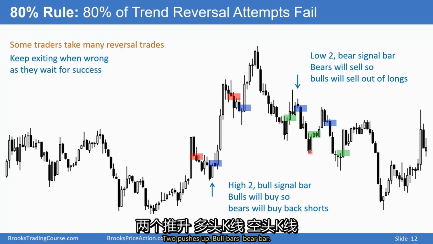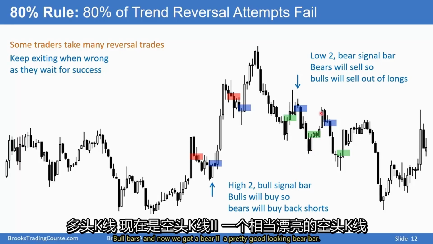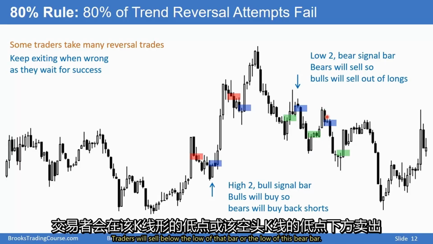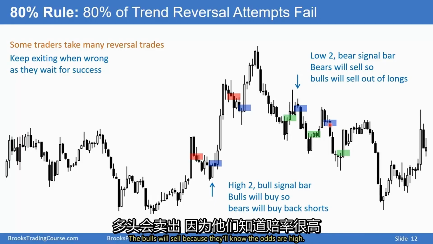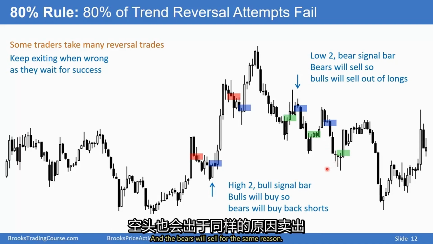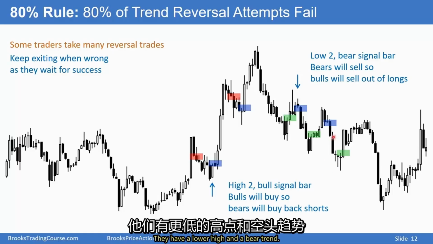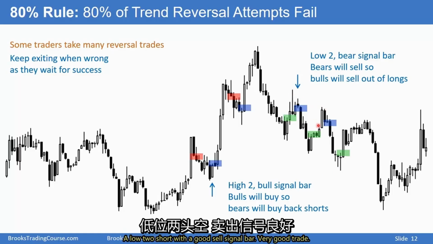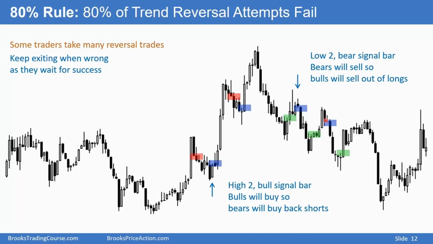2 pushes up, bull bars, bear bar, bull bars, and now we got a low 2, a pretty good looking bear bar. Traders will sell below the low of that bar or the low of this bear bar. The bulls will sell because they'll know the odds are high we're going down, and the bears will sell for the same reason. They have a lower high in a bear trend, a low 2 short with a good sell signal bar, very good trade.